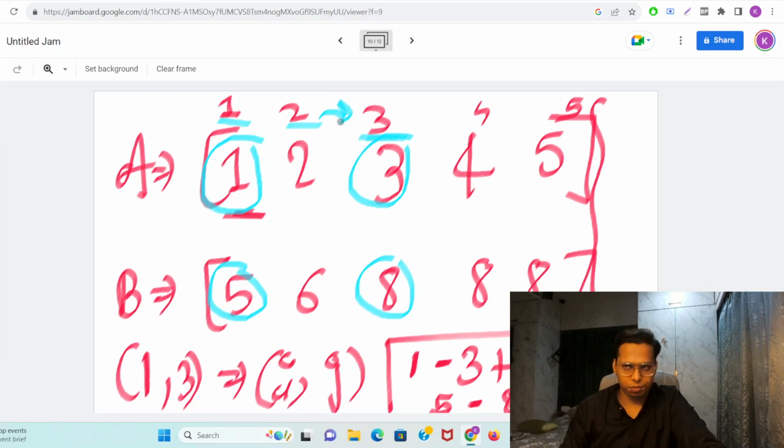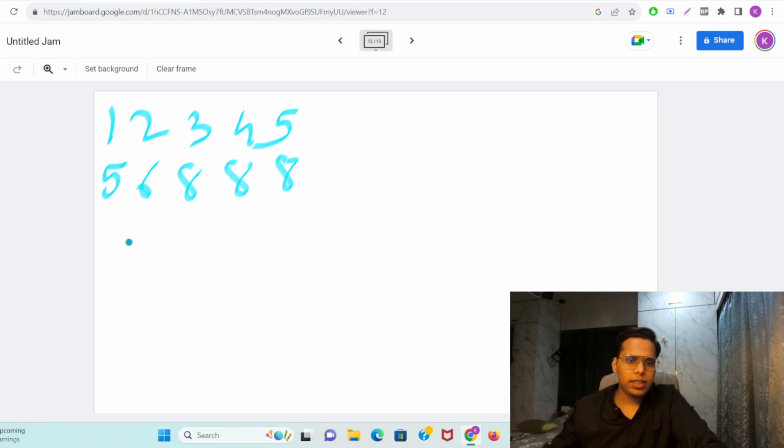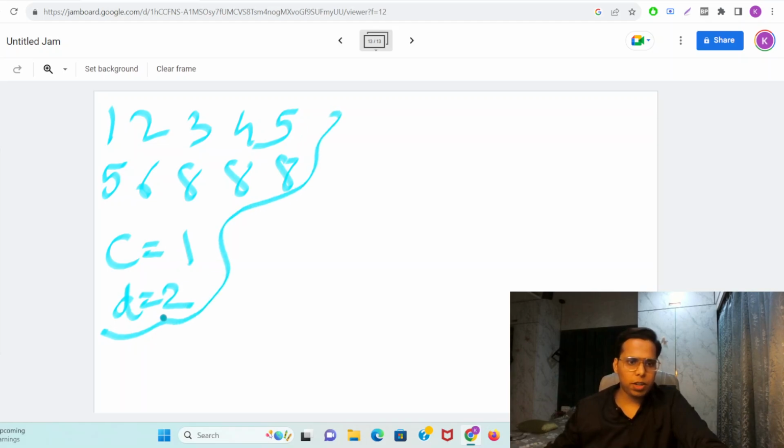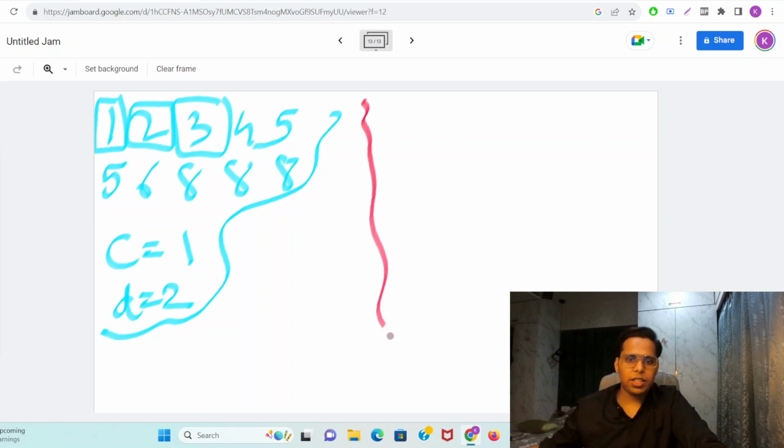I leave it up to the viewer that they should also analyze it. So guys, how is 2 comma 3 valid? In 2 comma 3, what are they giving us? 1 2 3 4 5 and 5 6 3 8, right? C is given as 1, D is given as 2. So in this particular case, if I take index 2 and index 3.